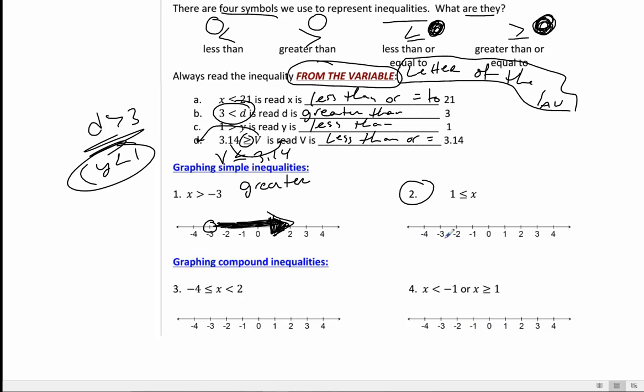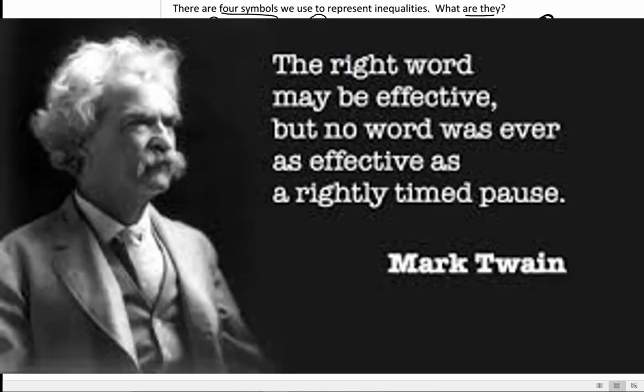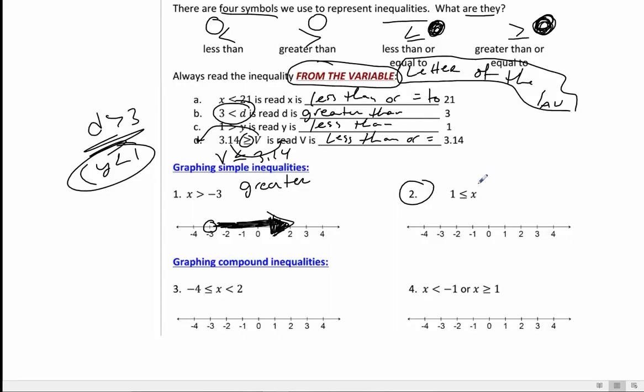Number 2, I want you guys to pause the video real quick and try that one. All right, number 2, this says X is greater than or equal to 1. Closed dot on 1. Greater than it, so I'm going to go to the right. Think about this. You want numbers that are bigger than 1. What numbers are bigger than 1? 2, 3, 4, 5, 6, 7, 8, 9, 100, 1,000, a million.